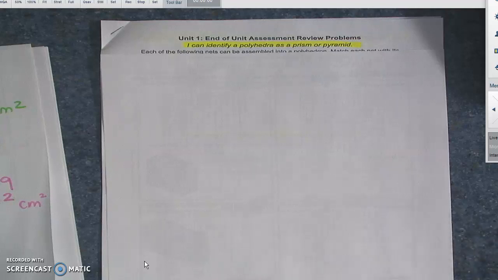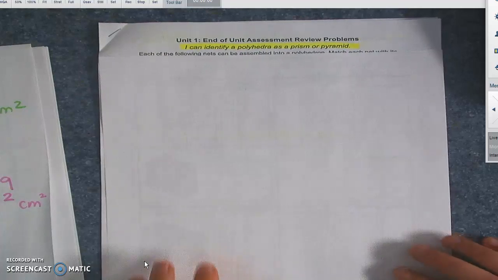Hey guys, this is Mrs. Cutting, and this is the review packet for the Unit 1 End of Unit Assessment, but I am going to start with a crash course on what we've done with exponents.